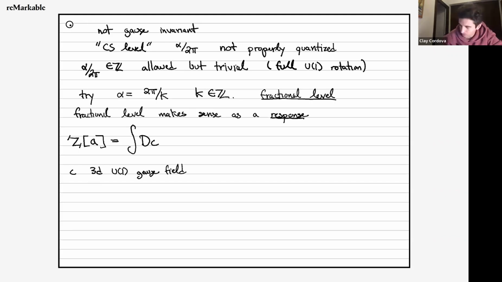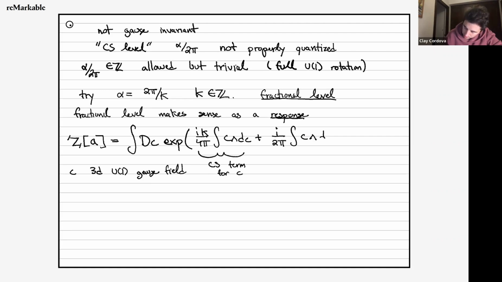So I'm going to write a three-dimensional functional integral. Here I write exponential of ik over 4 pi integral c wedge dc. This is a standard well-quantized Chern-Simons term for c. K here is an integer. It's the same k that we had up here. So nothing fractional there. And then I just couple this c to my a.